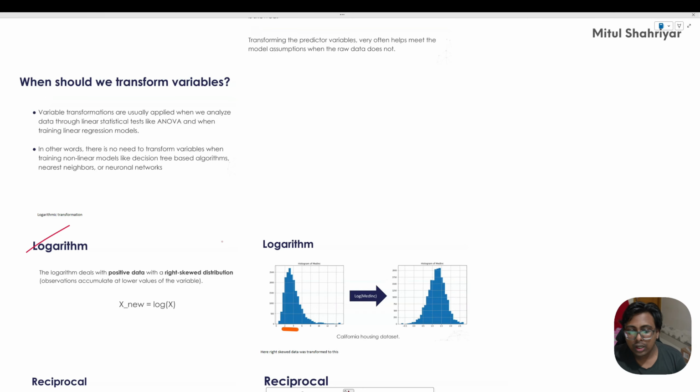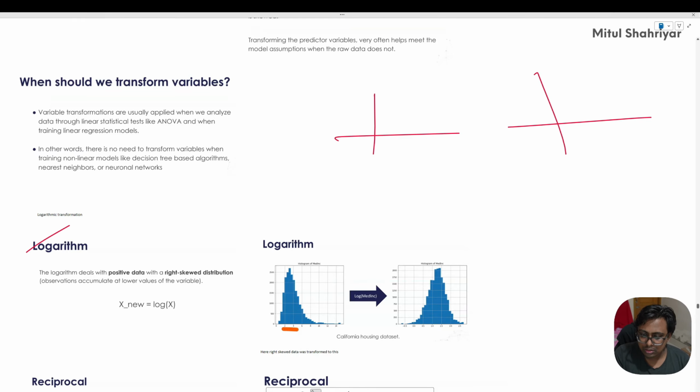Let's go for the logarithm one. Here you can see a skewed distribution. Once we have used the logarithmic technique, we got a normal distribution graph, almost normal. Just an example for you: what is a normal distribution?